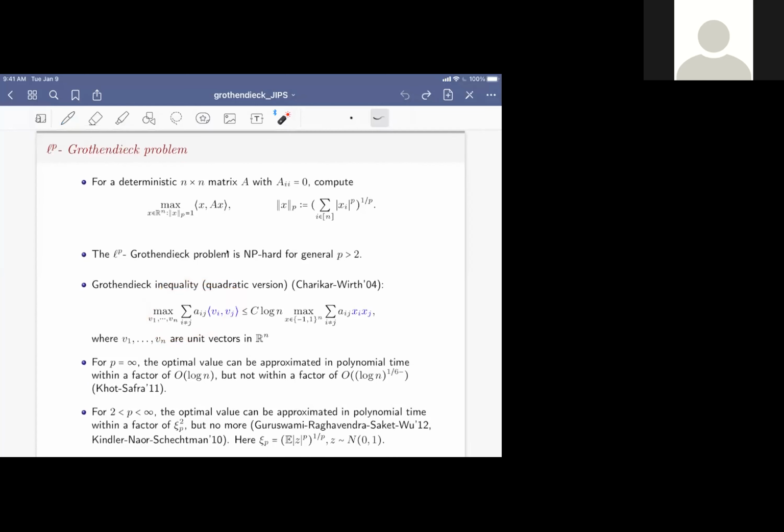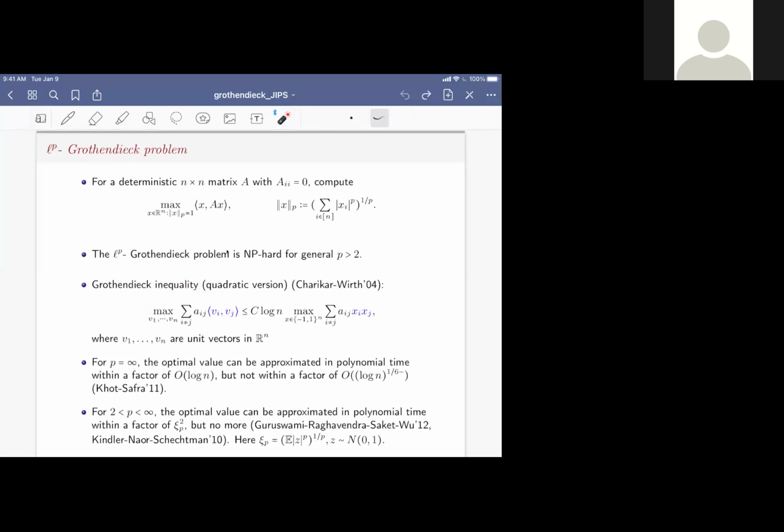On the left-hand side, we have another maximization problem where we replace x_i times x_j with the inner product between two vectors v_i and v_j, where v_1, v_2, ..., v_n are unit vectors in R^n. You can easily see that the left-hand side is bigger than or equal to the L infinity Grothendieck problem, but the Grothendieck inequality says that the ratio of the left-hand side to the right-hand side is bounded above by some universal constant c times log n, independent of the matrix A.